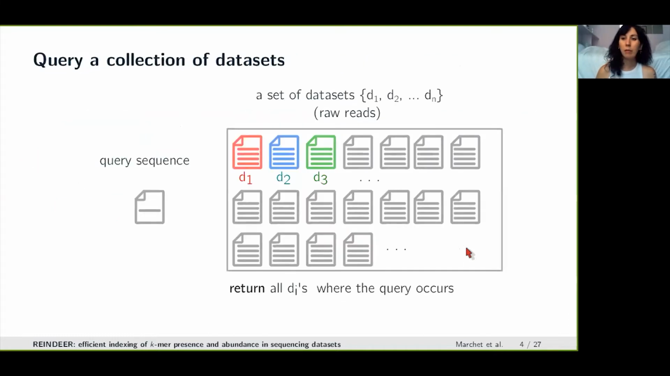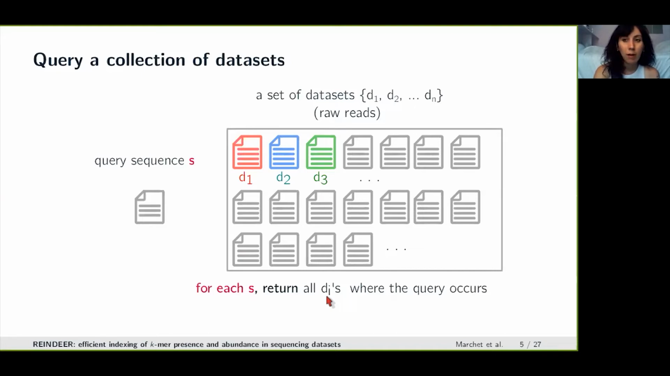So what are these methods doing exactly? They see a set of datasets like this one as a collection, and they imply that you have a query sequence that you want to look for in each of the datasets, and you want to return all the datasets that contain this query. And in fact, you can have, of course, several queries, and in this case, for each query, you want to return all the datasets that contain the query.